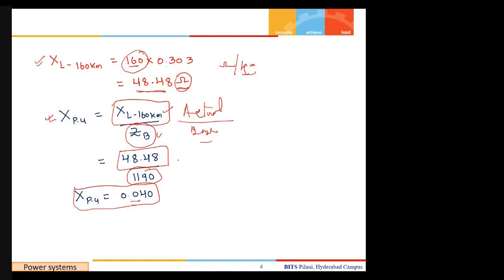Now understand here that the numerator has a unit of ohms, and the denominator also has the unit of ohms. So ohms and ohms will cancel out, and the per unit system will be unitless. It is a dimensionless quantity which you have to determine. That is, the X per unit is coming 0.04.